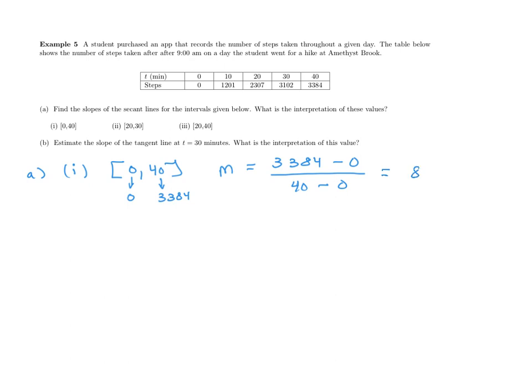Okay, I got 84.6. But the question is, 84.6 what? Well, the values in the numerator are steps, so the units up here are going to be steps. And down here, it's going to be minutes. As a fraction, this is steps per minute. The interpretation is, over this 40-minute interval, the student averaged 84.6 steps per minute. So this is an average rate of change. So let's make note of that.